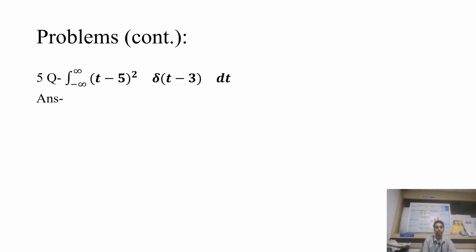Similarly, another question, you can see del of t minus 5 squared, integration from minus infinite to infinite. Here t is equal to 3, you will get a value. So in place of t, you put 3, t minus 5 whole square. So we will get 2 squared is equal to 4.